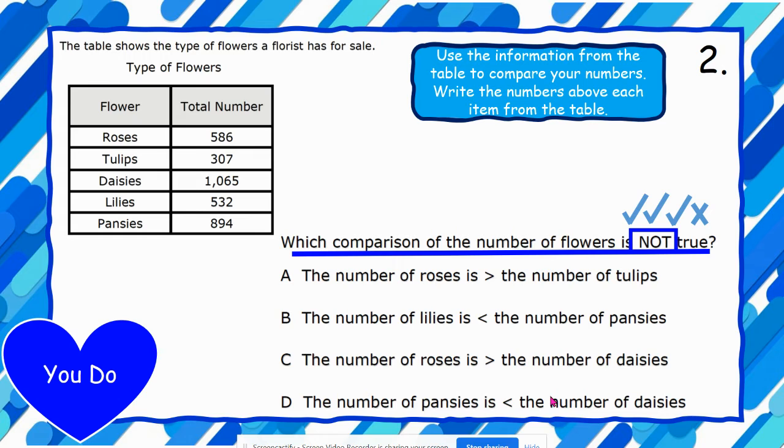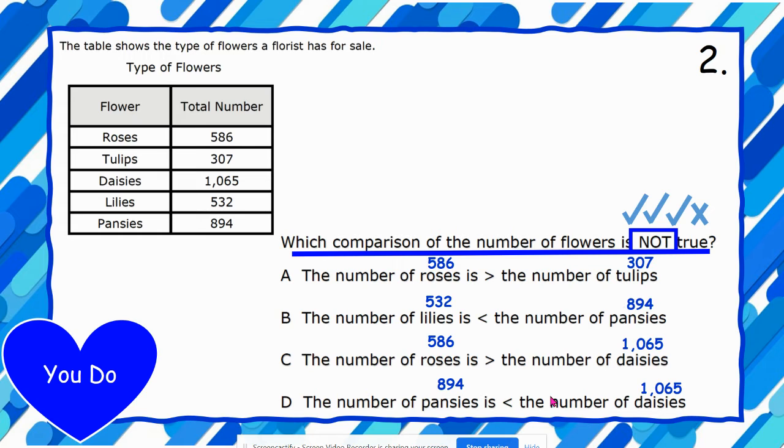All right, let's check it together. Let's start with roses. Letter A, roses and tulips. Roses are 586, tulips are 307. Letter B, lilies and pansies, 532, and pansies are 894. Letter C, roses and daisies. Letter D, pansies and daisies. Again, it's very important that you write these numbers down correctly.